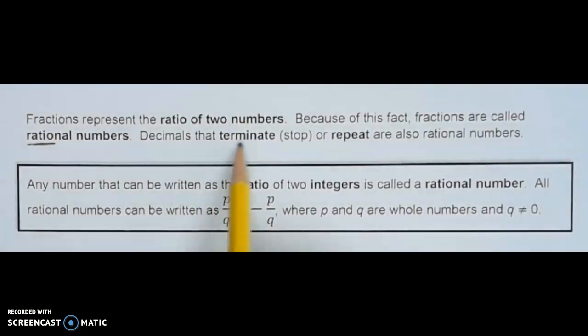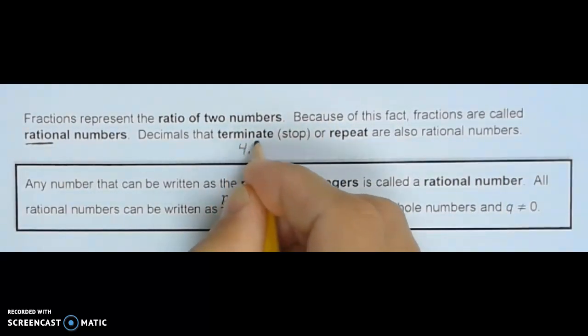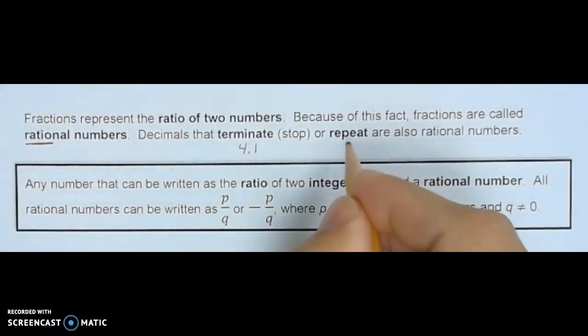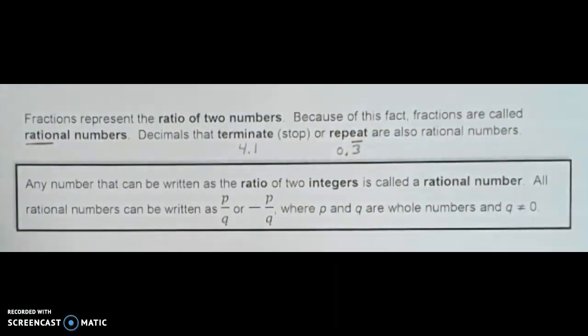Now, decimals that terminate, which means that they stop, or repeat are also called rational numbers. So if it's a decimal that terminates, like I said before, maybe it's 4 and 1/10, that decimal stops, that's rational. Or maybe it's a repeating decimal, okay, like 0.3 repeated, like that. If I put a bar over the top of the number, that means it's a repeated decimal. Those would also be considered rational numbers.